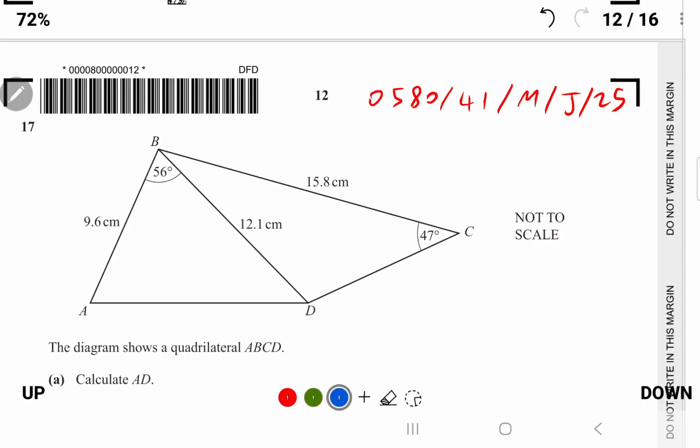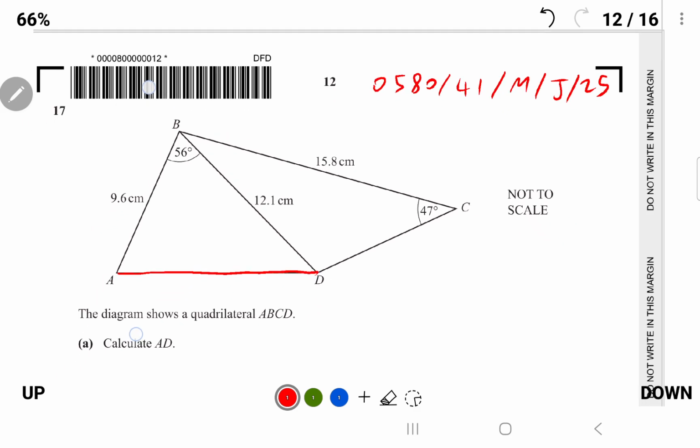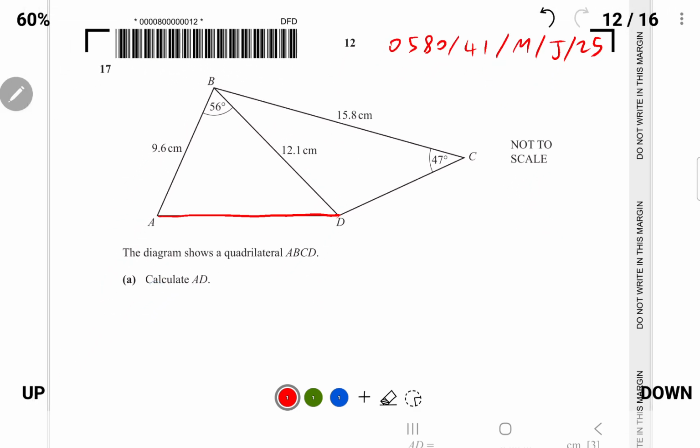In this video, I'm going to solve question number 17 from version 41, May-June 2025. The diagram shows a quadrilateral ABCD. Calculate AD. So the requirement here is to calculate this length AD. Clearly, we have to use cosine rule.